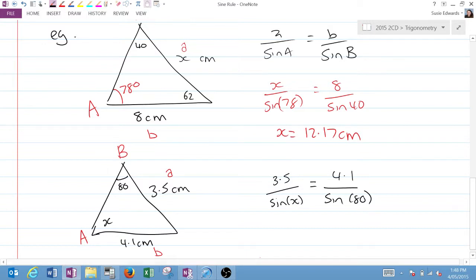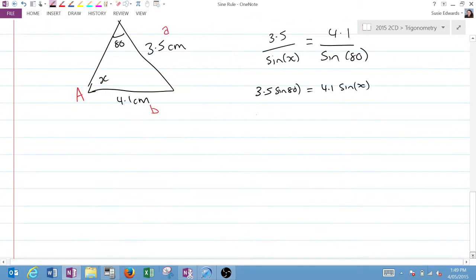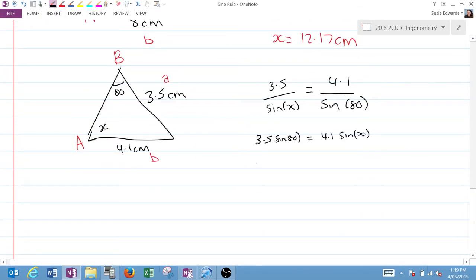Now this one, if you want to see the way of algebraically showing it, it's really hard, okay? We have to move 3.5 next to sine 80 and the 4.1 next to sine X. And then we need to move the 4.1 over to the other side. So we end up with 3.5 sine 80 over 4.1 equals sine X. How do I get rid of the sine? Inverse sine, on the other side.